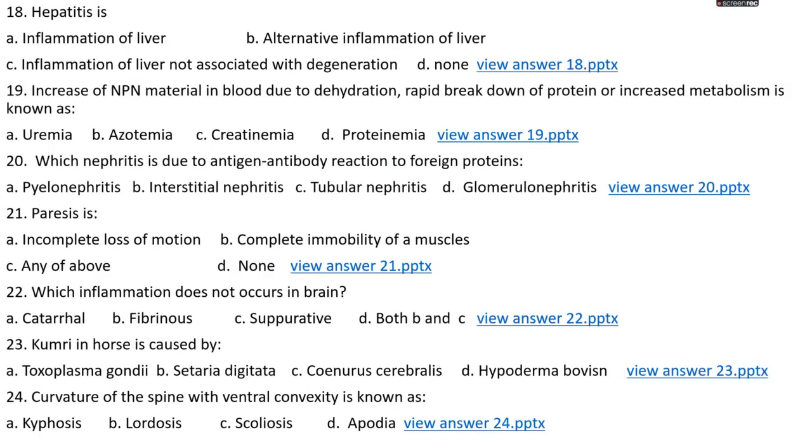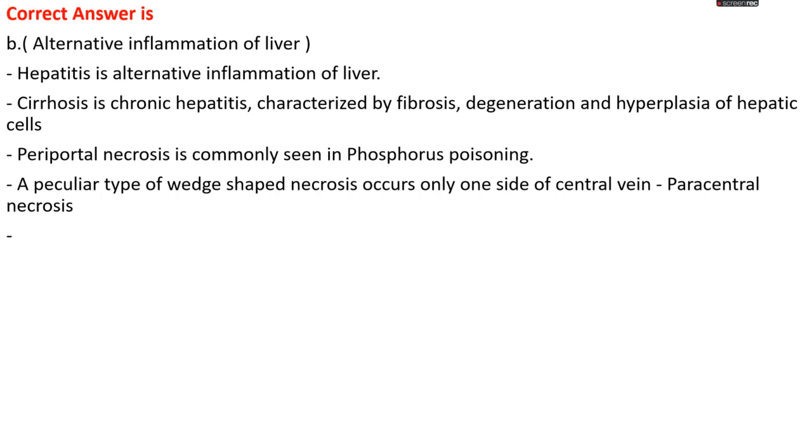Question number 18. Hepatitis is: option A, inflammation of liver; option B, alterative inflammation of liver; option C, inflammation of liver not associated with degeneration; option D, none. The right answer is option B, alterative inflammation of liver. Hepatitis is alterative inflammation of liver, while cirrhosis is a chronic hepatitis. Cirrhosis is mainly characterized by fibrous tissue formation, degeneration, and hyperplasia of hepatic cells.